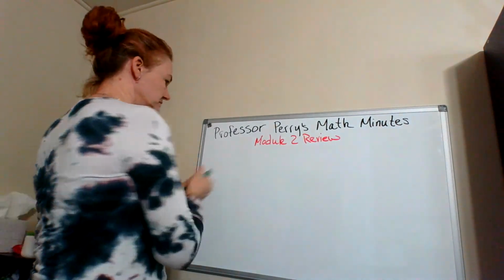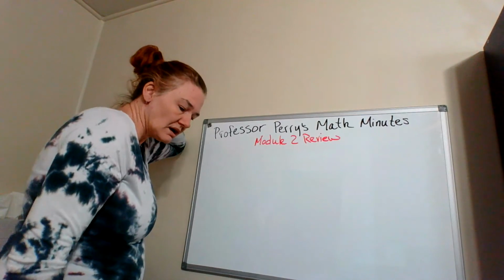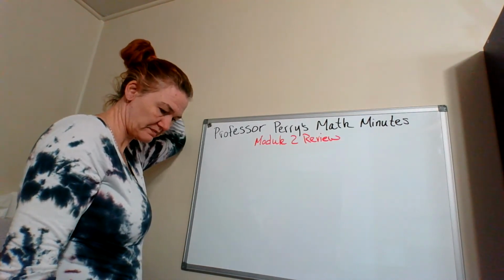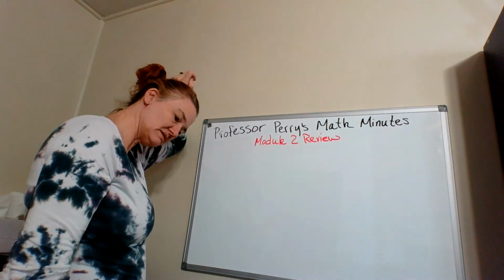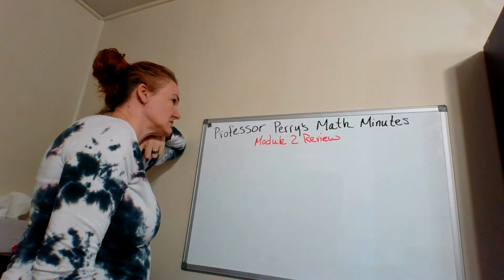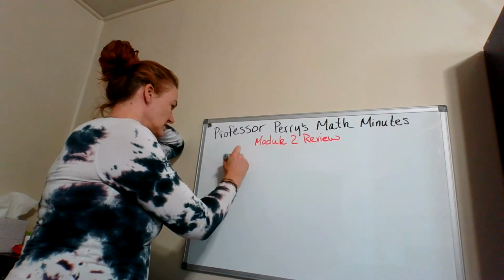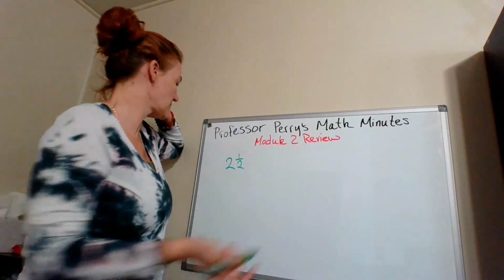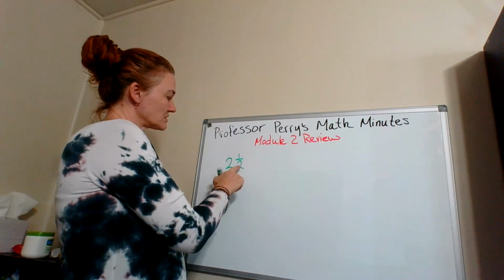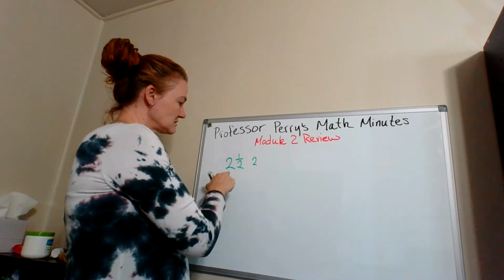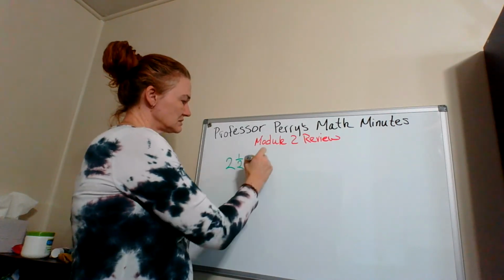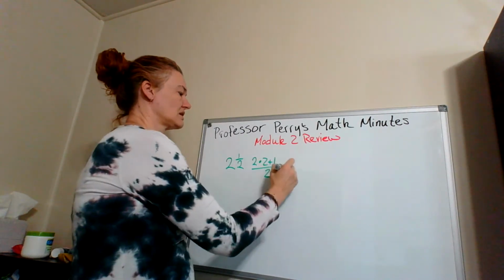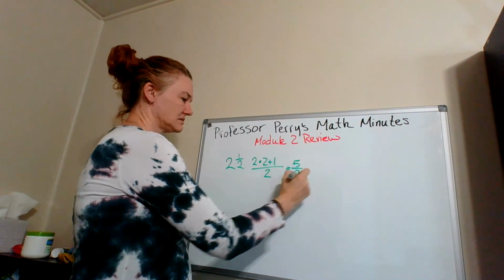Alright. So, in order to multiply mixed numbers, you need to know how to go from a mixed number to an improper fraction. So this is easy. You just go 2 times 2 plus 1, and you leave the bottom at 2. So you would have 5 halves.